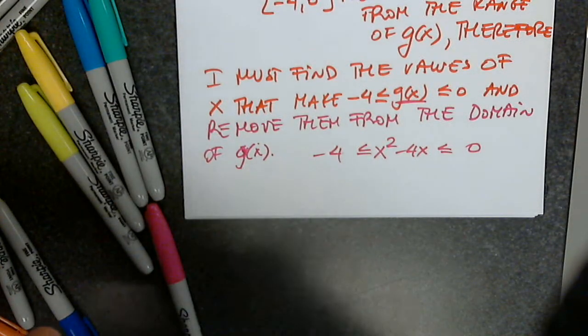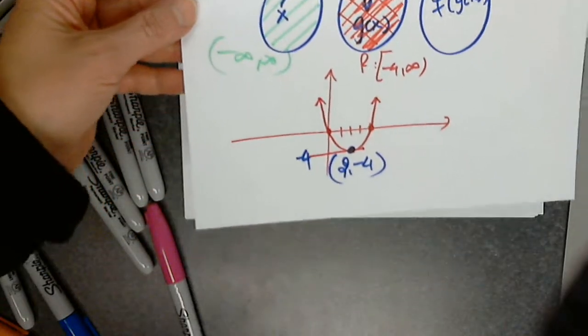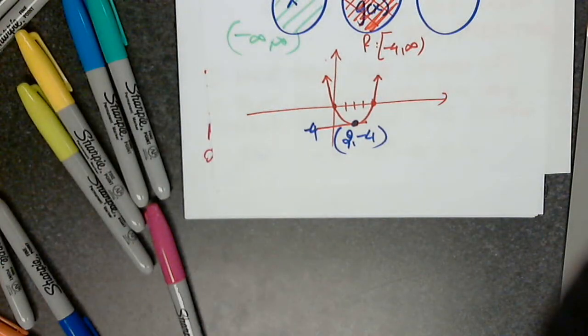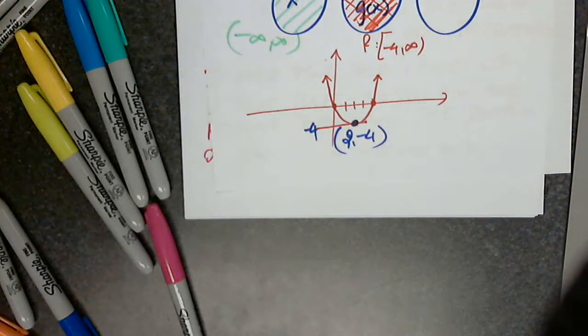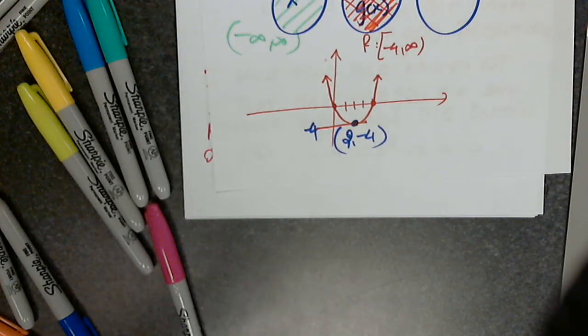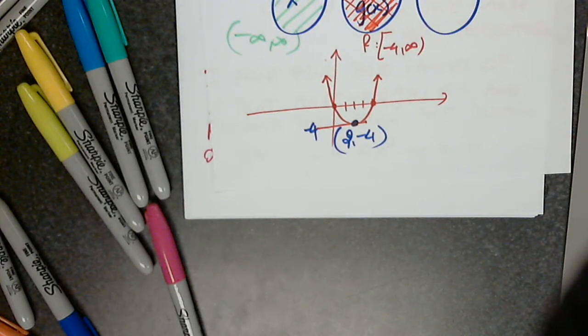However, we have the graph. Which x values make g between negative 4 and 0? X-axis. Yes, which x values will make g to be between negative 4 and 0? Exactly. So that's what I have to remove from this.